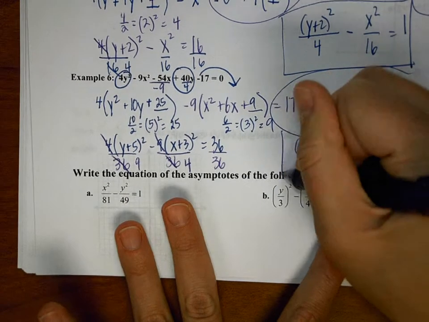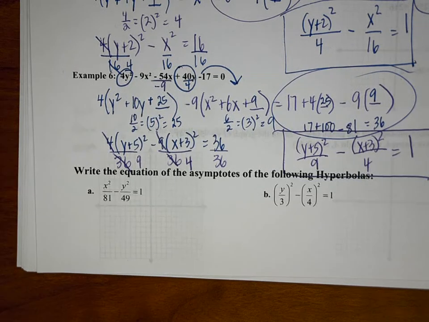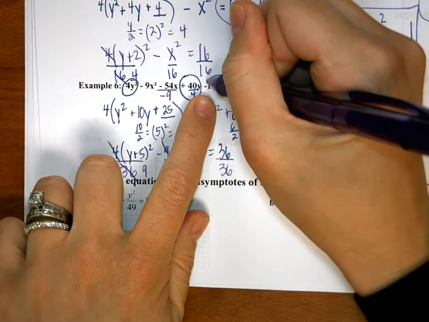And there's my answer. When did you add the 17 to the other side? Oh, just right here, I kind of told myself that it's negative 17, so I move it to the other side. It becomes positive 17.